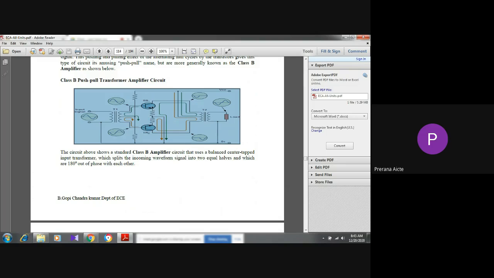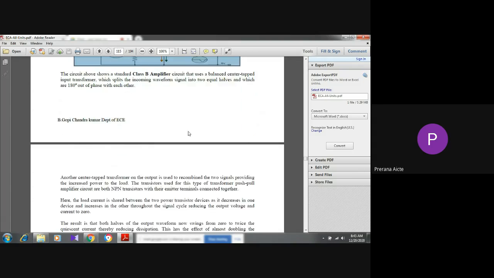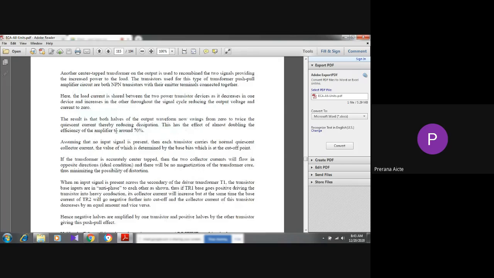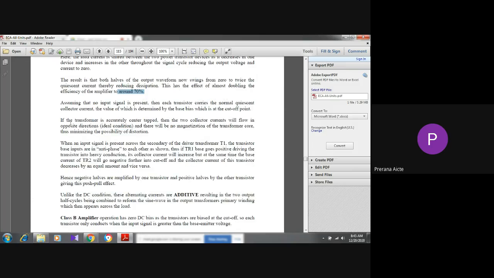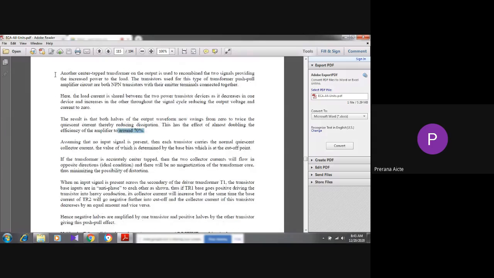When transistor Q1 conducts for the positive half cycle, the other conducts for the negative half cycle. So finally you will get the output. See this theory: theoretically the efficiency is 78.5%, but practically you will get around 60% up to a maximum of 70%. Please read these points. This is the operation actually. Please go through these points.